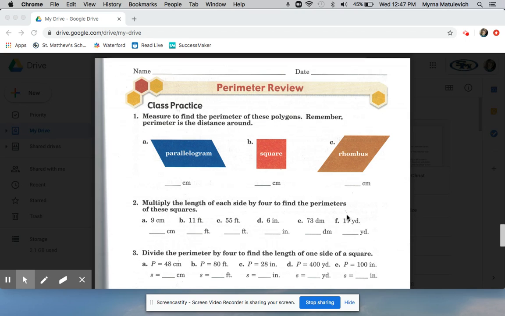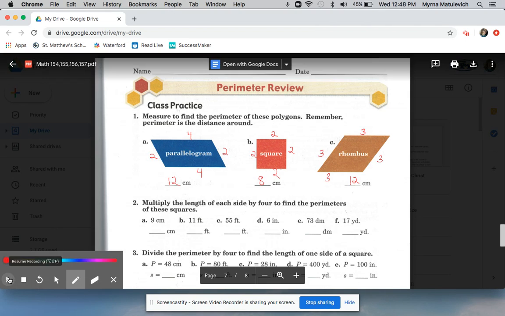Measure to find the perimeter of these polygons. Remember, perimeter is the distance around. So remember, a parallelogram, like a rectangle, has two sets of congruent sides. So if you measured with your ruler, you should have gotten these measurements. And then for the square, and then for the rhombus, all the sides are equal, just like a square. And you should have been measuring in centimeters because that's the linear units they gave you.